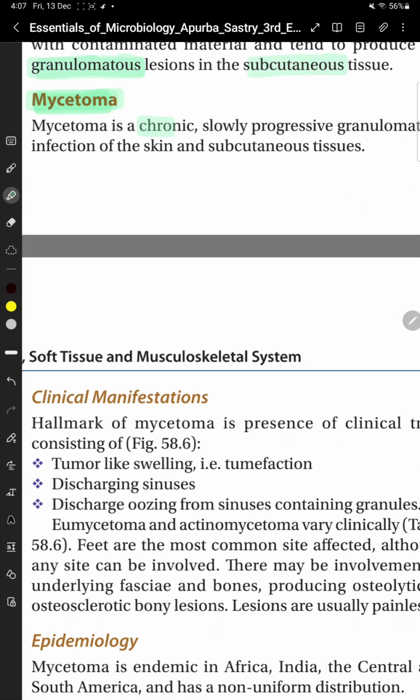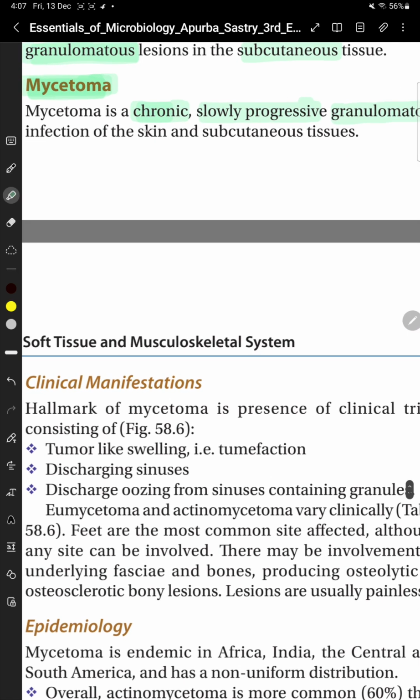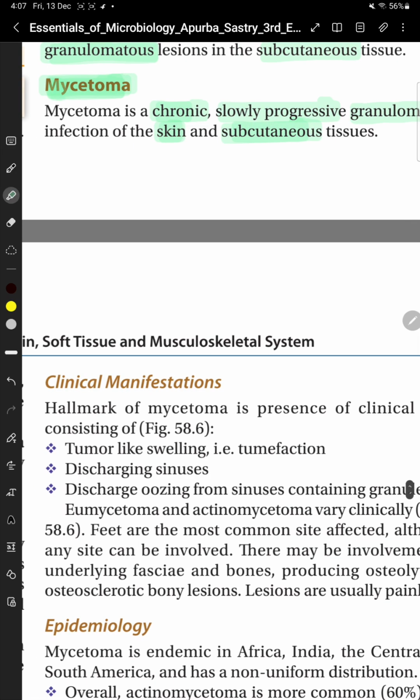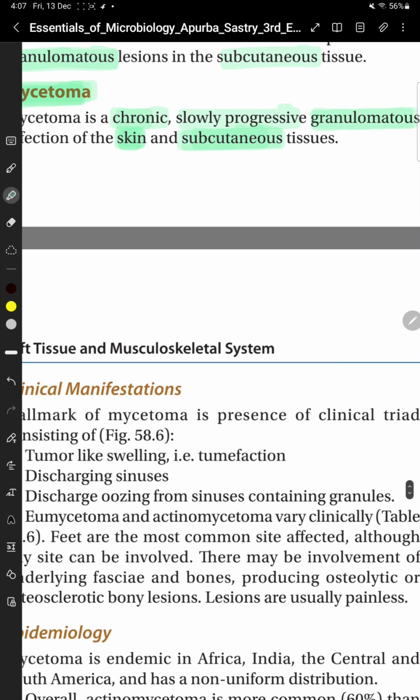It is a chronic, slowly progressive granulomatous infection of skin and subcutaneous tissue. Okay, so mycetoma is an infection of skin and subcutaneous tissue. इसमें granulomatous lesions का formation हो जाता है, and it's a chronic condition, और ये बहुत धीरे धीरे progress करता है. ठीक है.